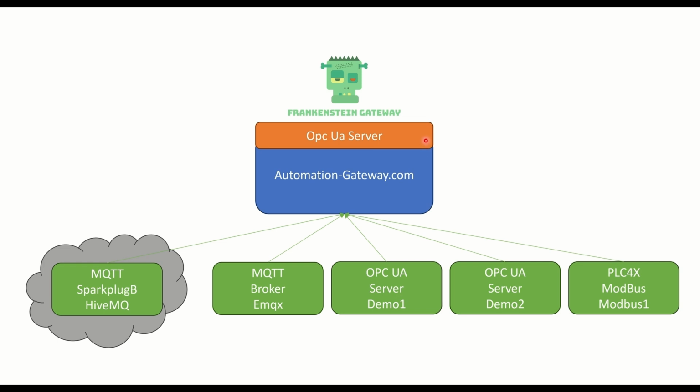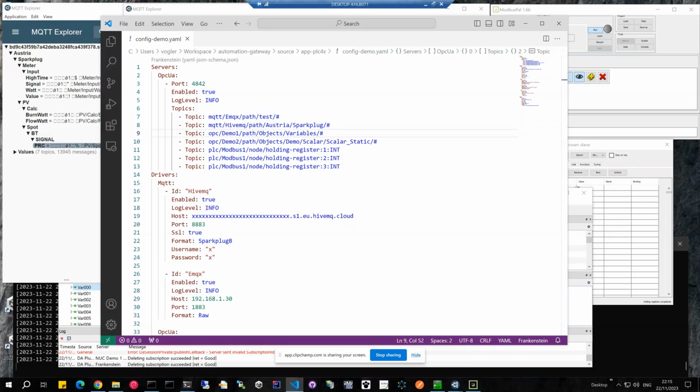And we have now an OPC UA server in the gateway. So that means all of the connected systems are now available through this OPC UA server. Here we see it now in action.